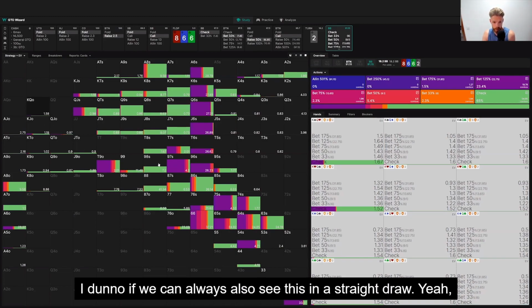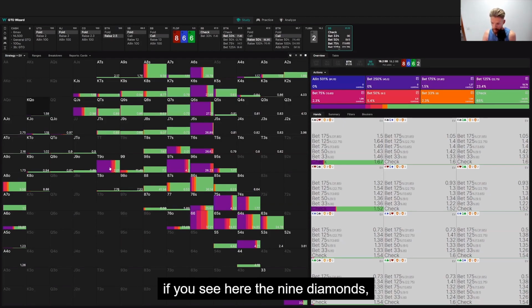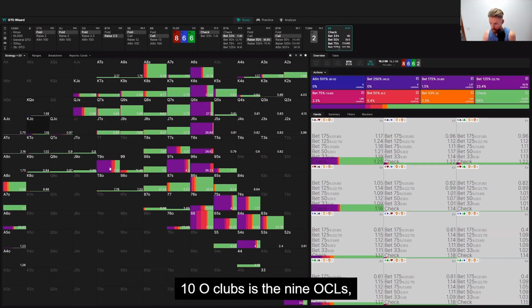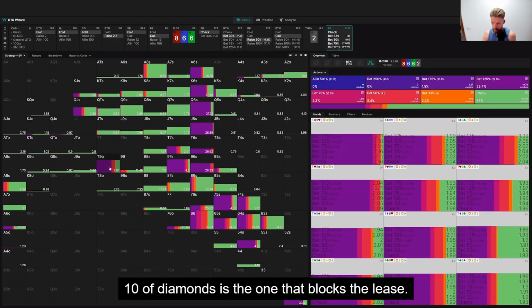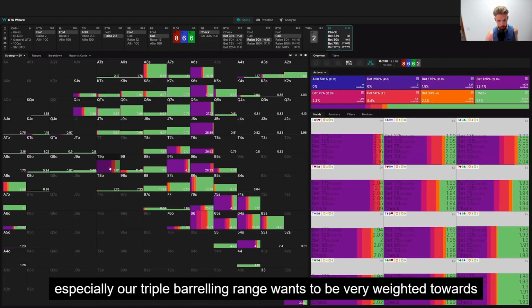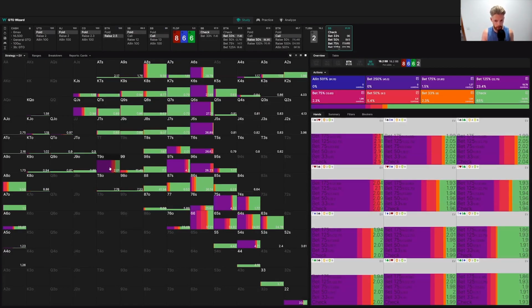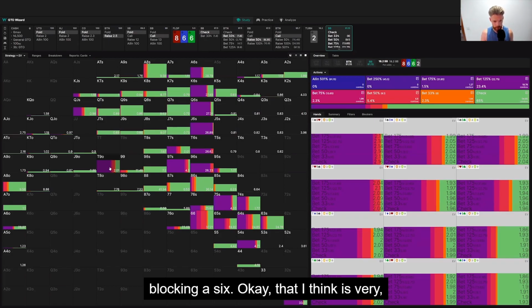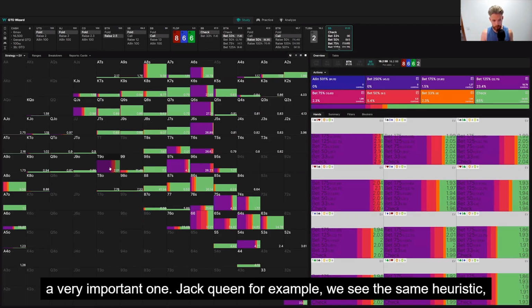I don't know if we can always also see this in the straight draw. Yeah, if you see here the 9 of diamonds, 10 of clubs, the 9 of clubs, 10 of diamonds is the one that gets bluffed the least. So here our barreling range, especially our triple barreling range, wants to be very weighted towards blocking a 6. Okay, that I think is a very important one.